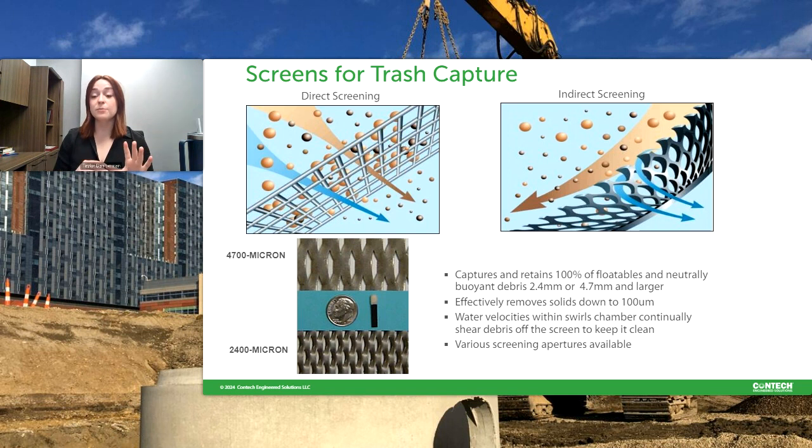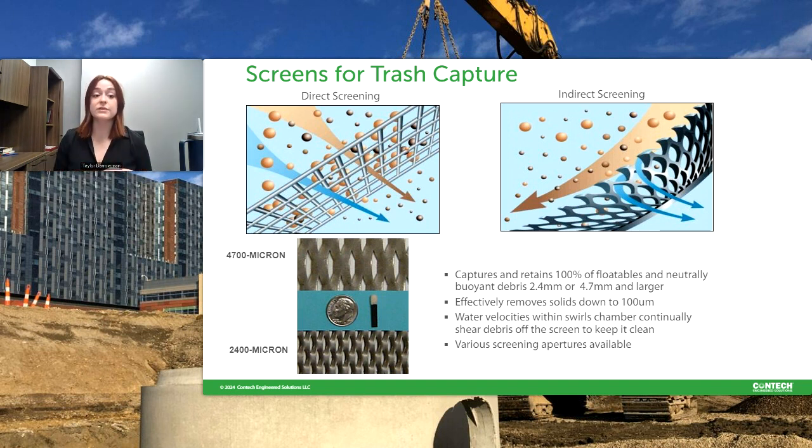As well, some municipalities require you to have 100% trash capture. I know that's a really big thing in California, so we want to make sure that we have screens in place to collect that trash and make sure it's not flowing downstream. So that previous example of the HDS unit also utilizes a screen to capture and retain 100% of trash, floatables, and neutrally buoyant debris of 2.4 millimeters to 4.7 millimeters and larger, depending on the screen size. So we have 2 specific screen sizes that work with those.